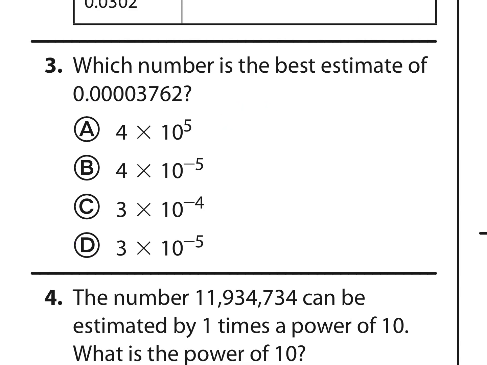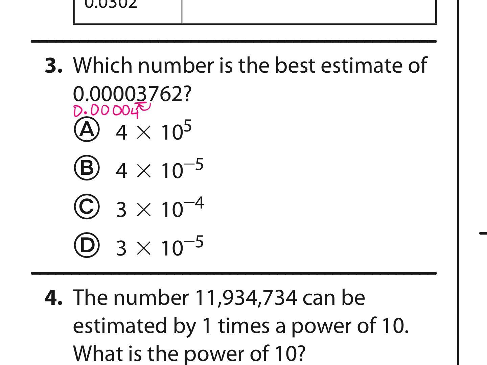Number 3, which number is the best estimate of 0.00003762? Well, I look at the first digit, that's not a 0, and that's this 3. The 7 would make it round up to a 4. So we're dealing with the number 0.00004 that we've estimated.